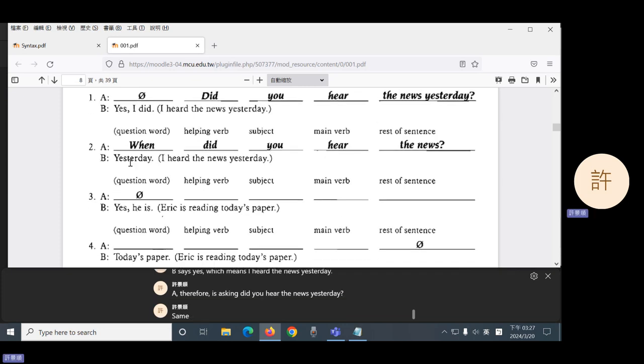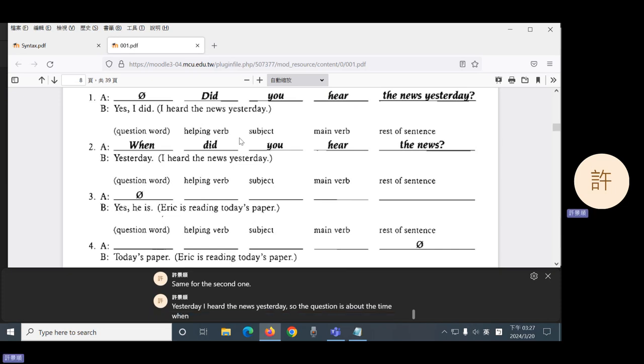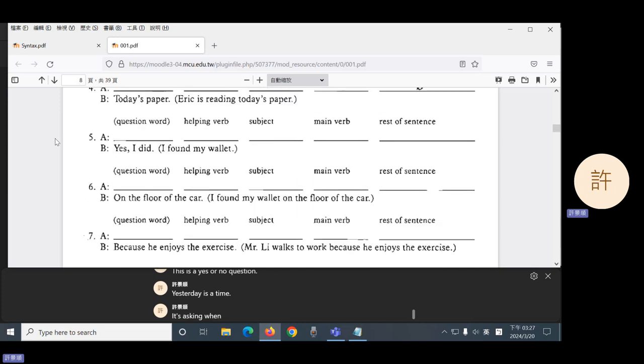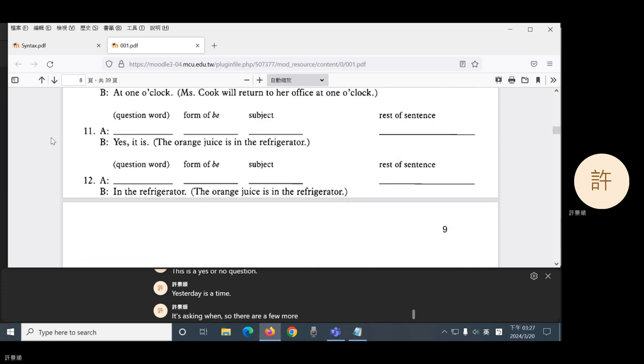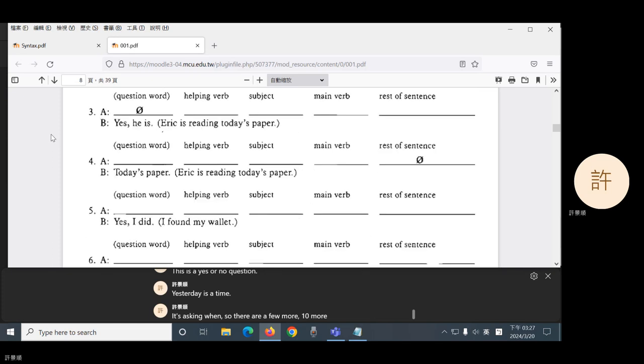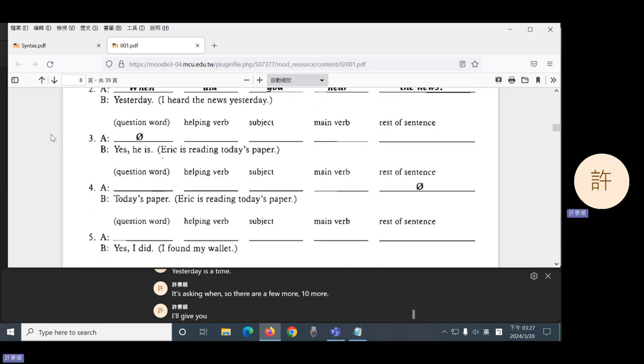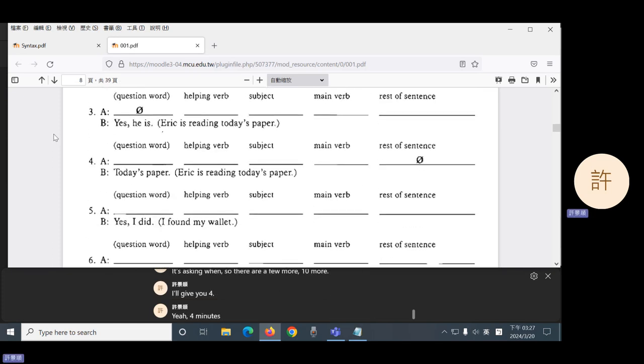Same for the second one. Yesterday, I heard the news yesterday. So the question is about the time. When did you hear the news? Right, so yes, I did. This is a yes or no question. Yesterday is a time, it's asking when. So there are a few more, 10 more. I'll give you four minutes, and then we'll compare answers.